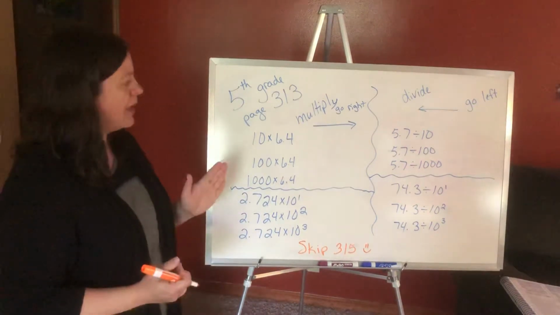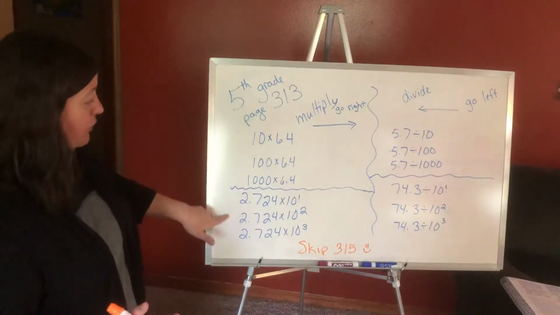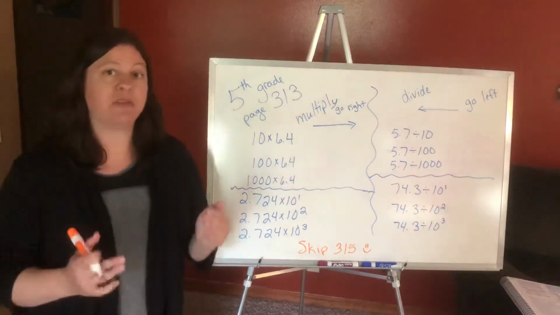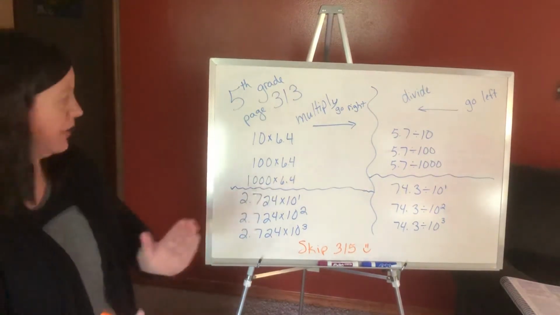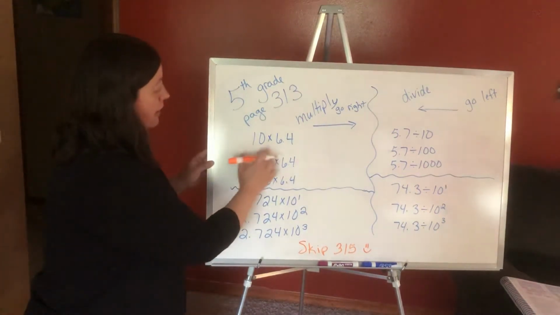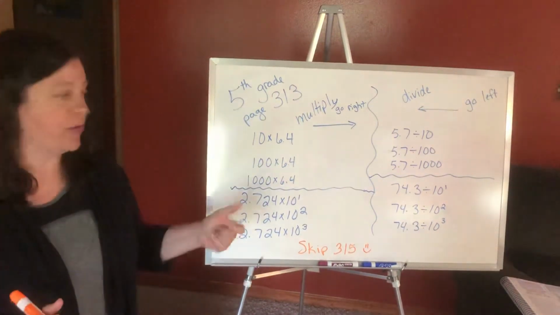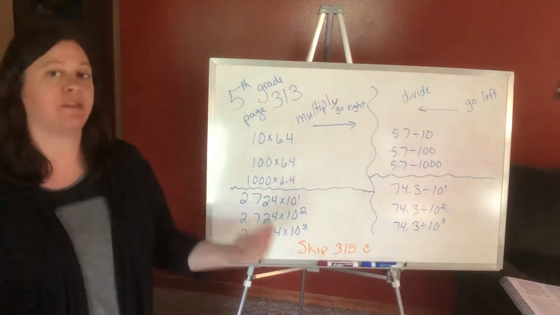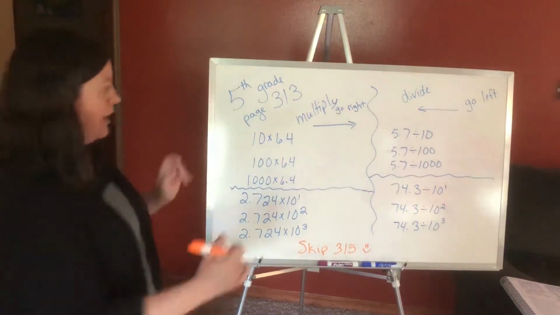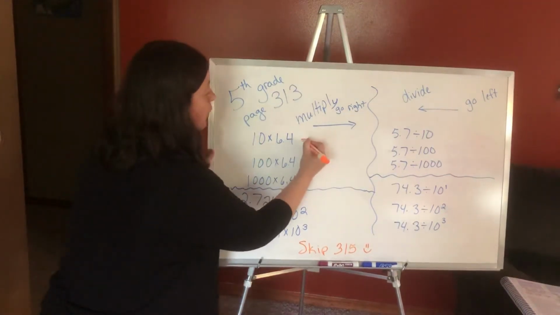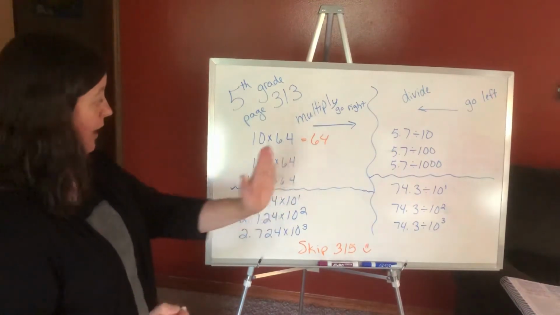So for multiplication, anytime we're doing multiplication, there's multiplication on the first two parts, you are going to be moving your decimal to the right, okay? So multiplication, you go to the right. On the first part, it looks like this. It has 10, 100, and 1,000. So the zeros in these numbers tell me how many spots to move it. So 10 tells me to move it one spot to the right. So 6.4 would become 64. Move it one spot to the right.